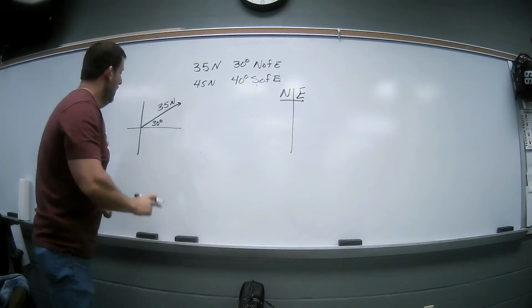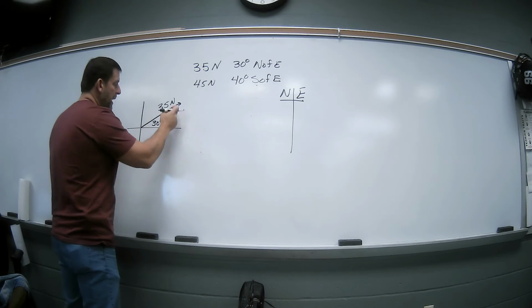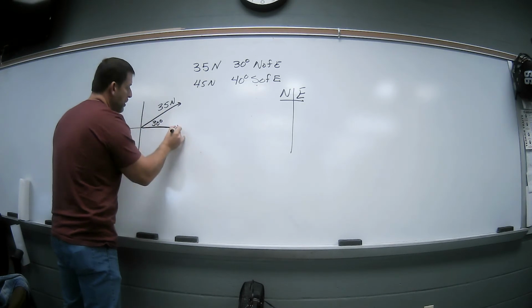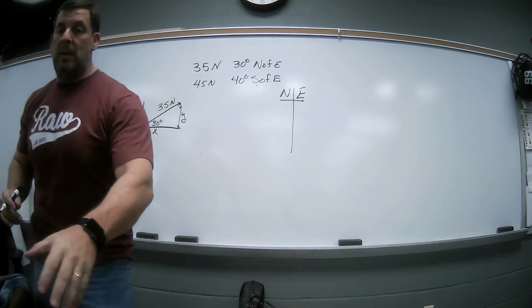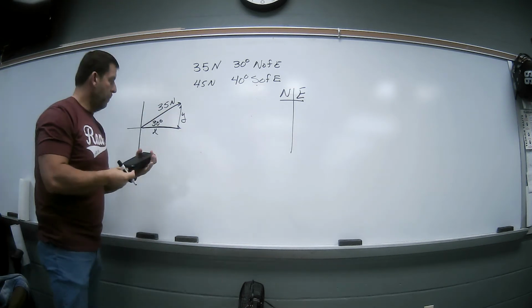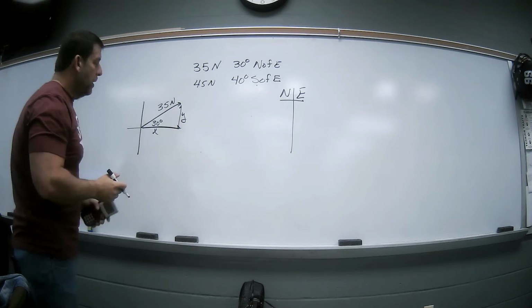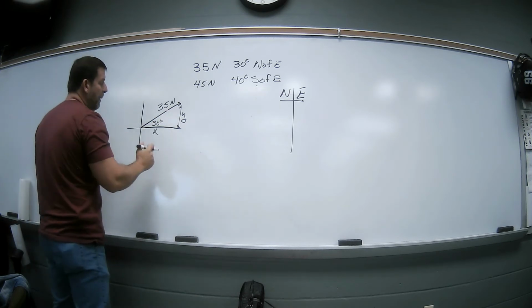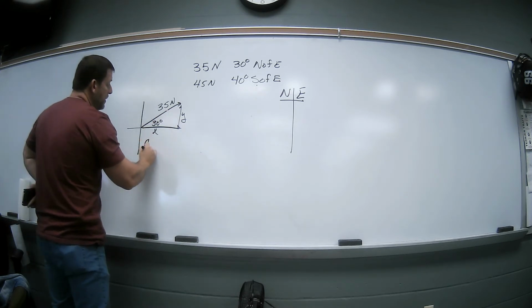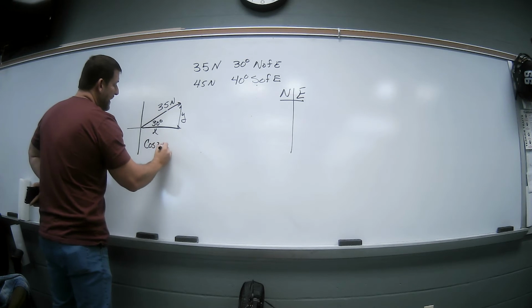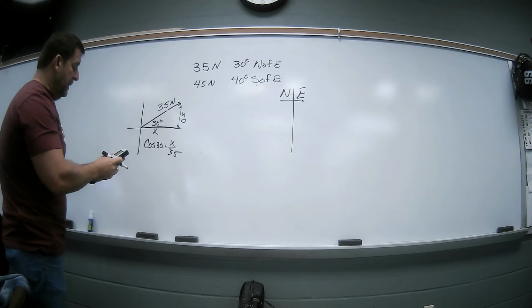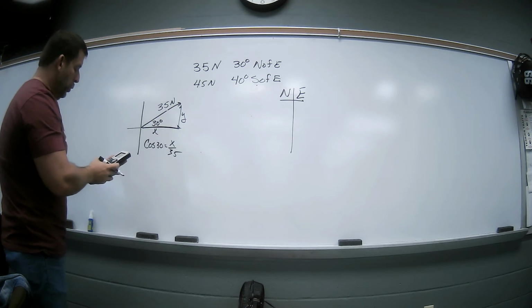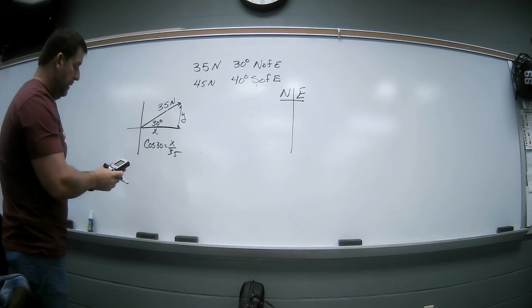So here's what I'm going to do. There's an X component and there's a Y component. I'm going to find my X component, and I'm going to find my Y component. I've got to get my calculator out here. Using our sines, remember, if I know my angle and hypotenuse, the cosine of 30 is equal to X over 35. Now make sure your calculator is in degree mode. Yeah, we're in degree.